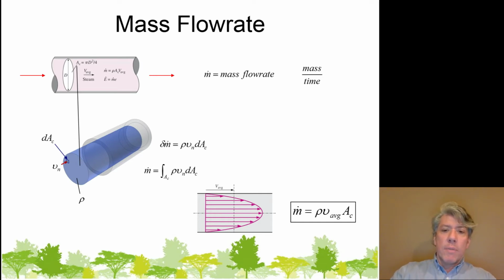Now, most of the time, we don't really care about the fact that that velocity actually does change with respect to position in the cross-section. As I said before, we're going to use an average velocity instead. So what we'll do is just assume that the density and velocity are constants across the entire cross-section. Pull those out of the integral and just integrate the area, so we just come up with a cross-sectional area. And so the equation we'll use most of the time is that the mass flow rate is equal to density times average velocity times the cross-sectional area.